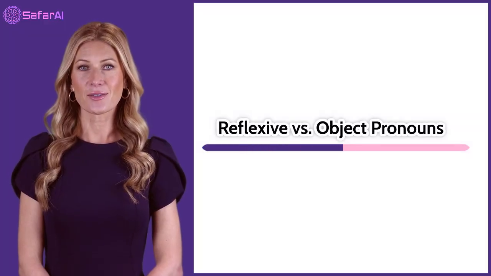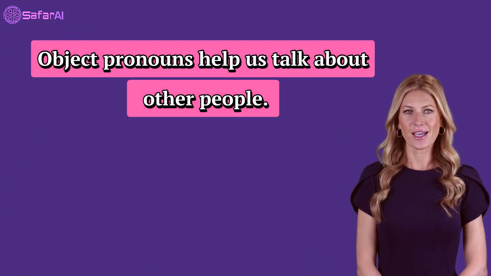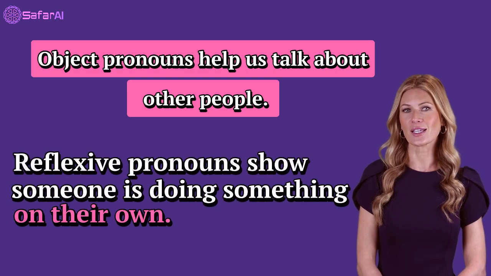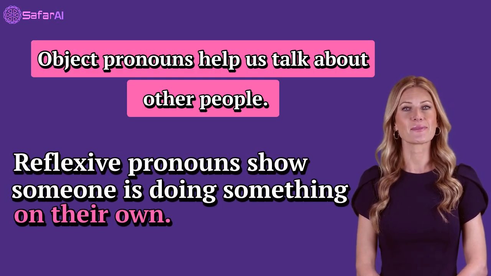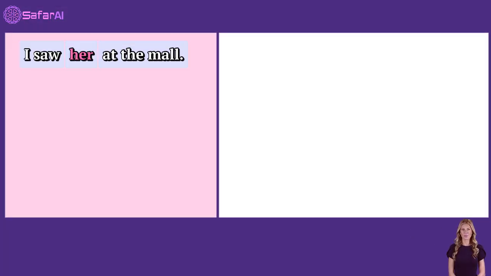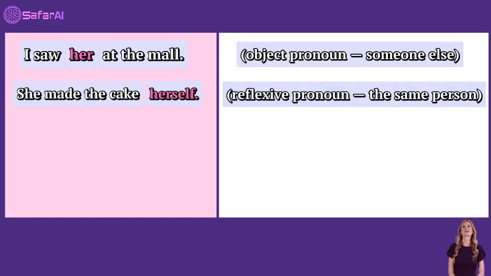Reflexive versus object pronouns. Object pronouns help us talk about other people. Reflexive pronouns show someone is doing something on their own. Let's compare. I saw her at the mall. Object pronoun, someone else. She made the cake herself. Reflexive pronoun, the same person.